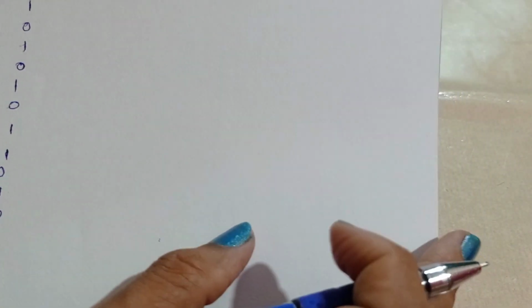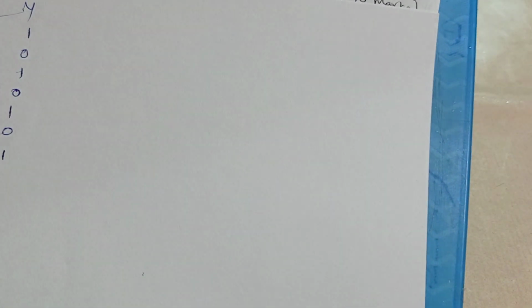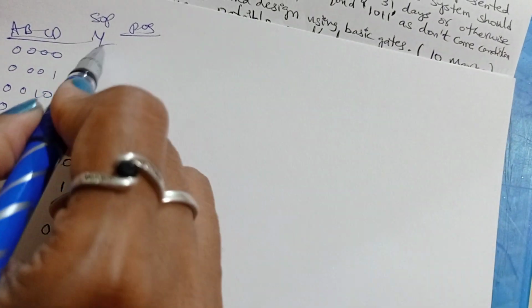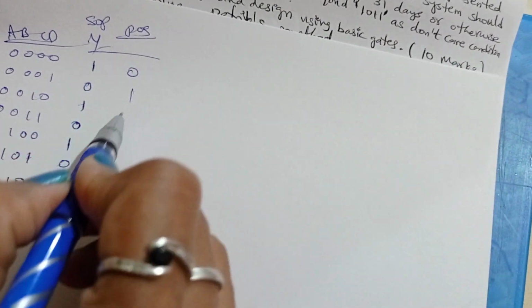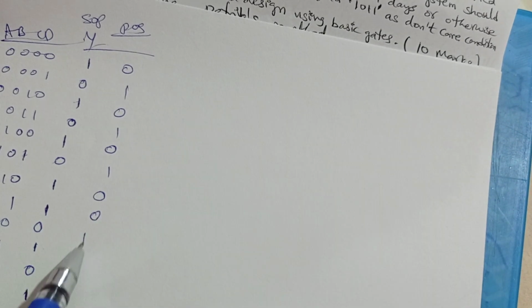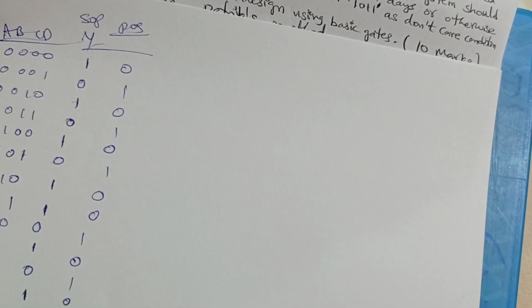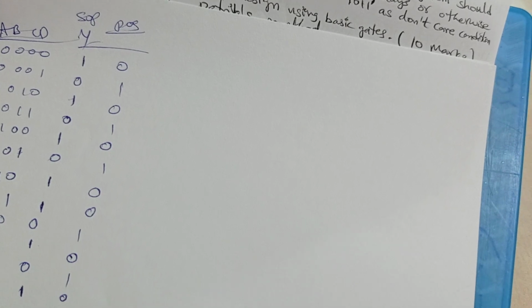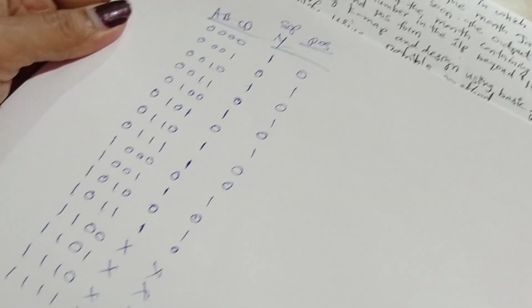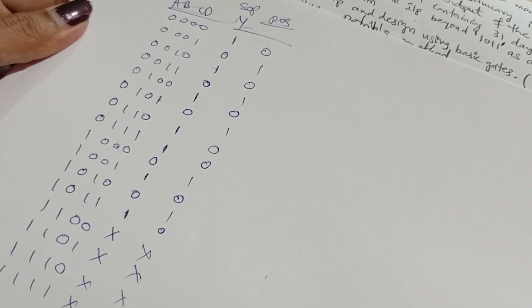Now, what we need to do? Write the truth table of SOP. Yes, this is the SOP and POS. So, we'll write this SOP and POS. POS is nothing but reversed values. That is 0, 1, 0, 1, 0, 1, 0, 0, 1, 0, 1, 0. Don't care as it is. Okay, this is the POS and SOP.